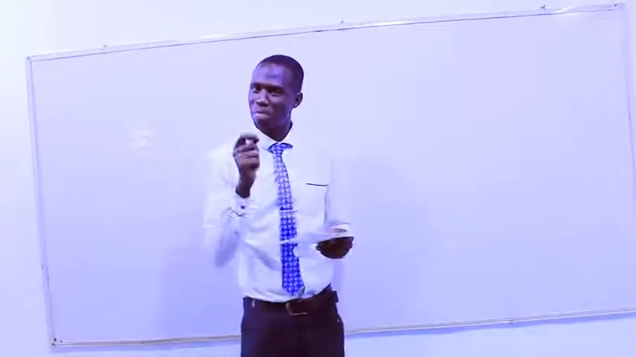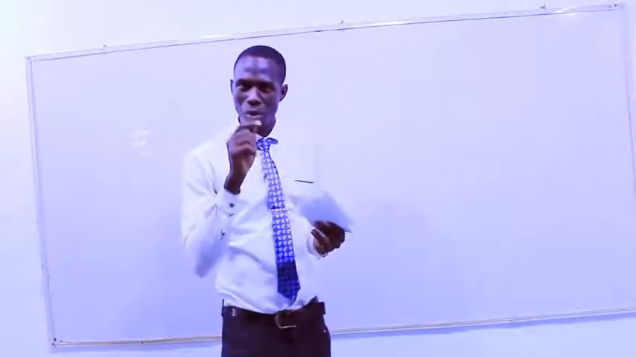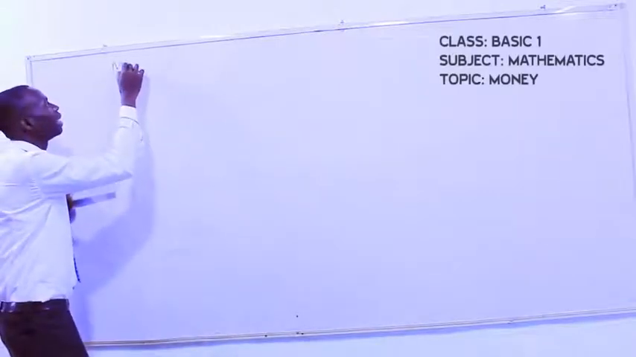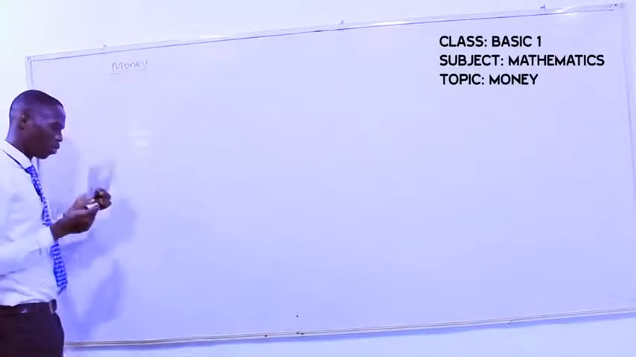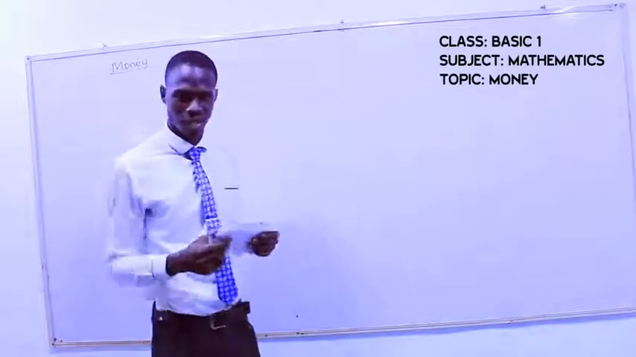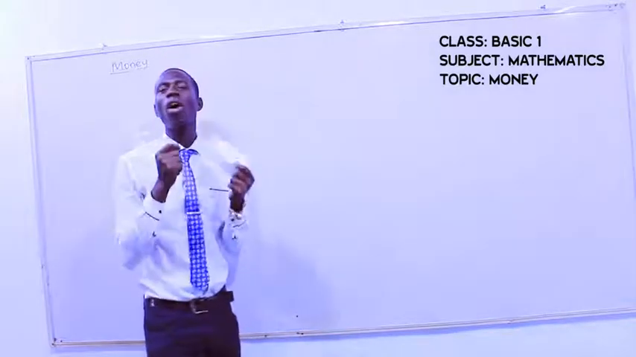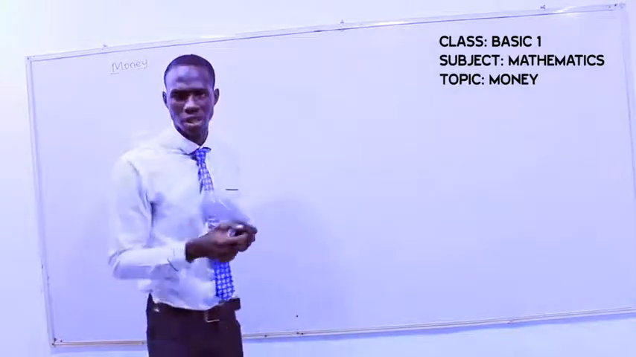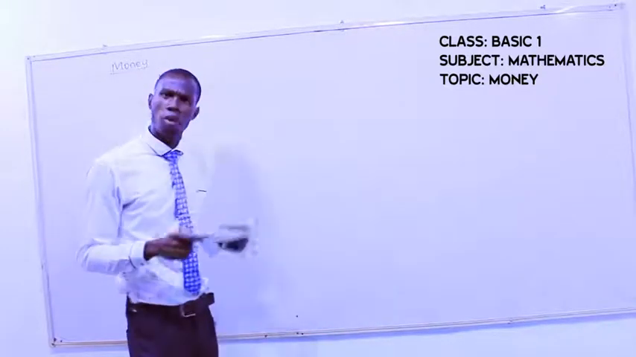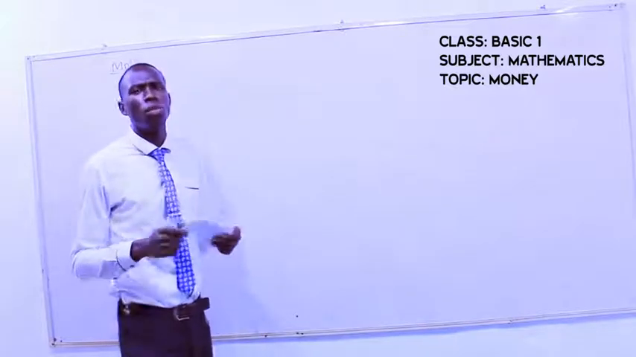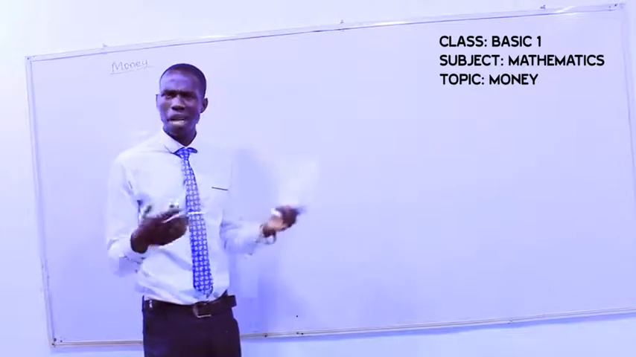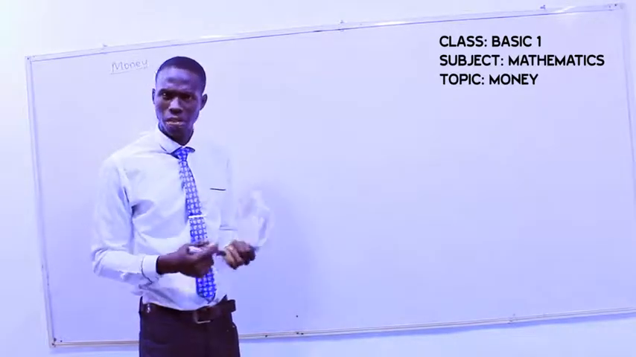Today we'll be discussing money and mathematics for basic 1. Money and mathematics. What is money? Money is an object or currency used for exchange. Now, what do I mean by that? Without money, you can't buy. Without money, sellers won't like to sell something to you.